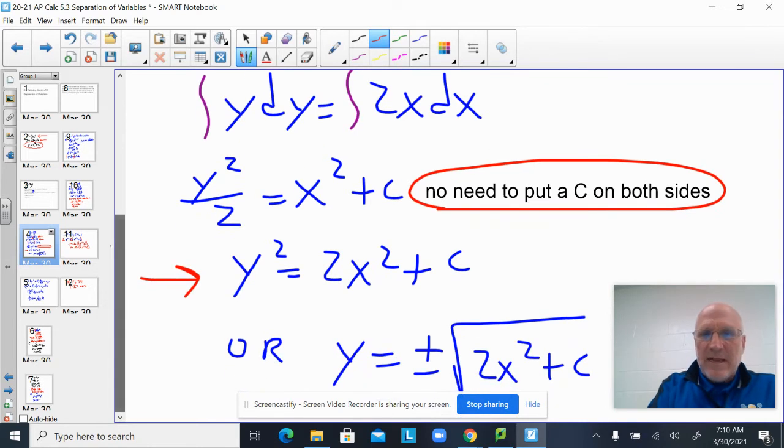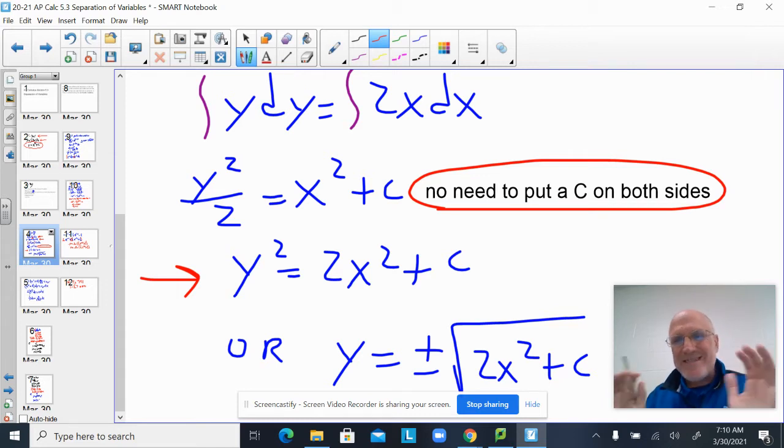And then sometimes you'll actually see it finished as y squared, but normally it'll say to solve for y. So I just square rooted it. I get y equals plus or minus the square root of 2x squared plus c. Notice the c is allowed to kind of be wrapped up in your final answer. Not a problem there. So there's the first example of solving a differential equation using separation of variables.